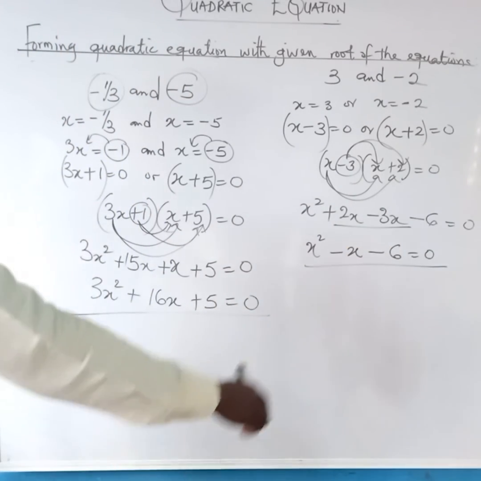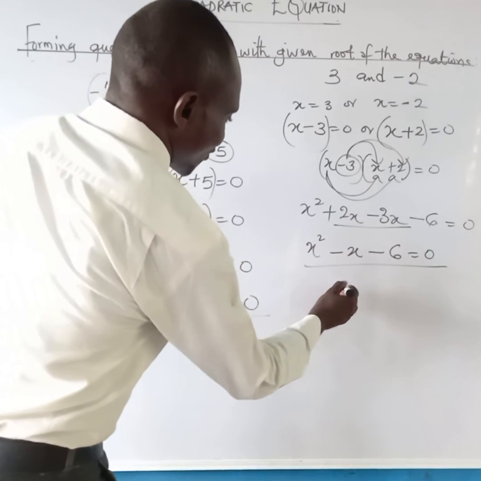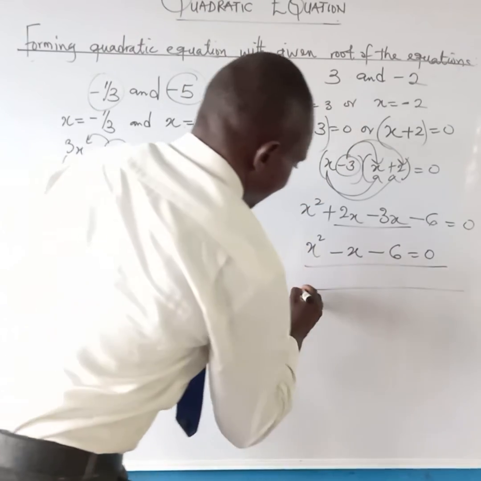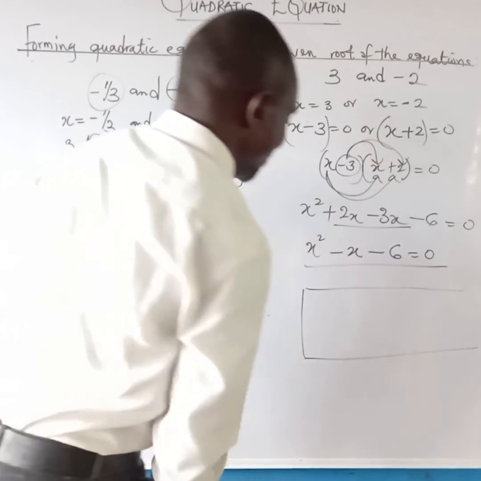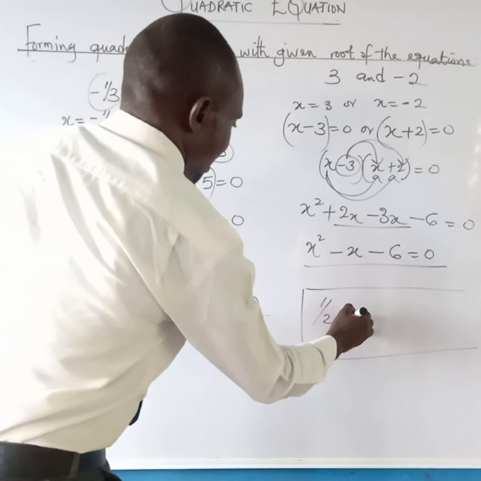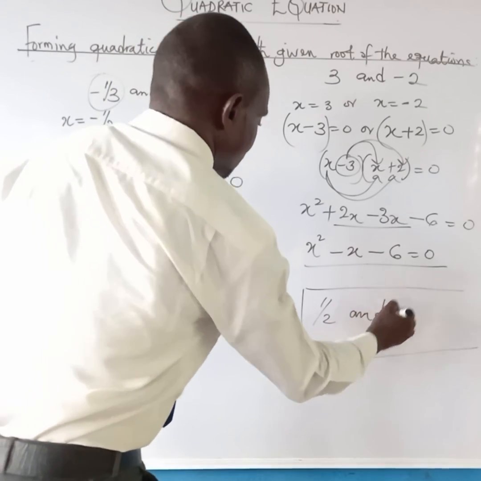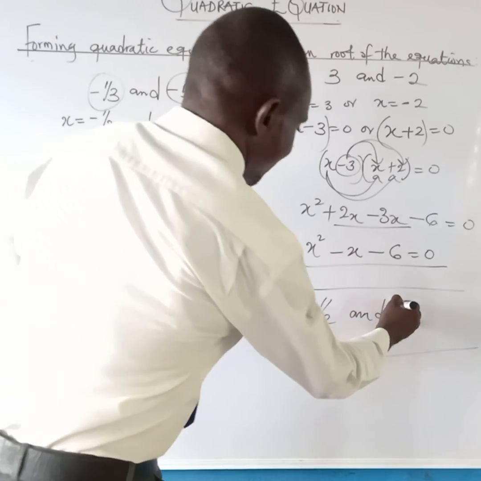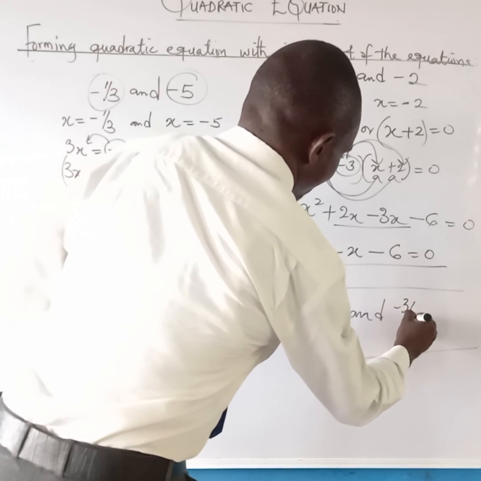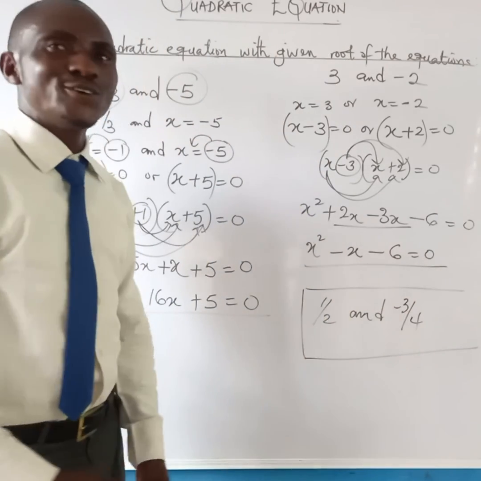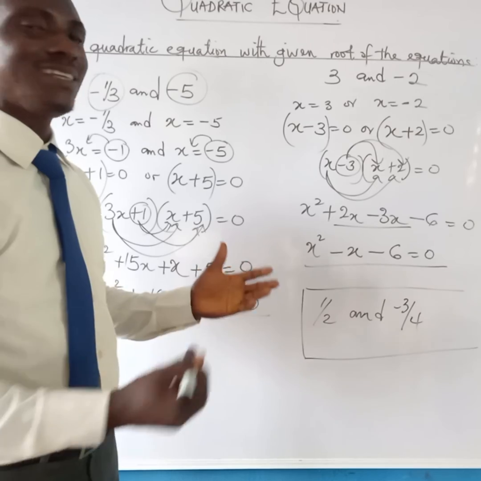I would like you to try this and let me have your answer as a comment below. We have 1 over 2 and minus 3 over 4.